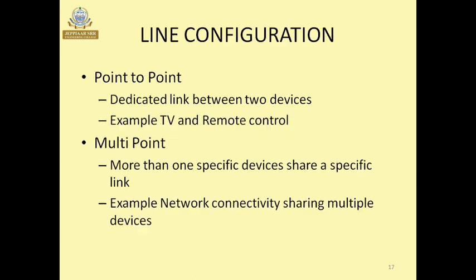Next one is type of communication, that is line configuration. One is point to point communication and another is multi point communication. Here in point to point we clearly say that it is a dedicated link between two devices. The example given is TV and remote control.